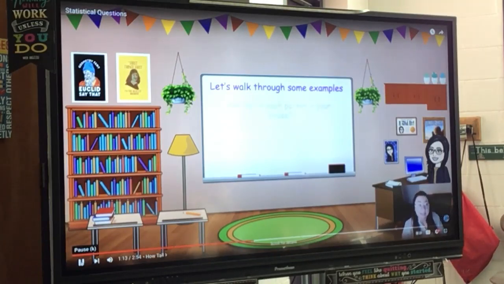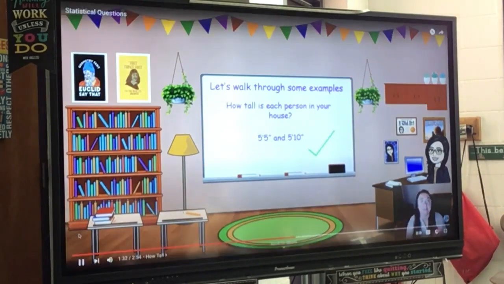Okay. Next is, how tall is each person in your house? Well, there are two people in my house. The first person is me, I'm 5'5", and the second person is 5'2". Those are two variable answers that change by the person. So you guessed it, it is a statistical question because my answer varies.